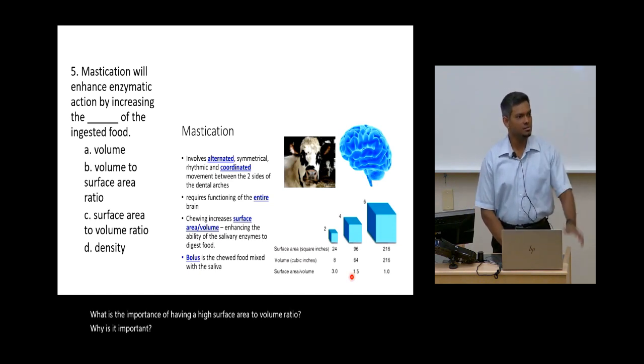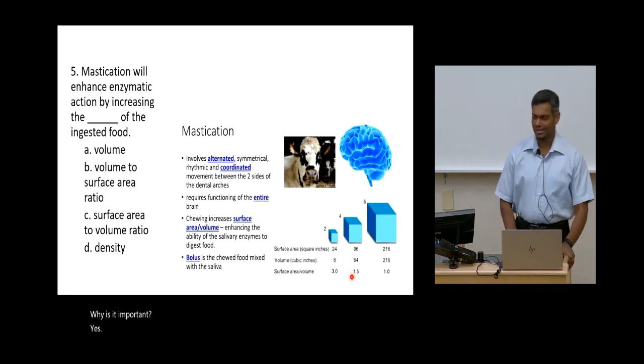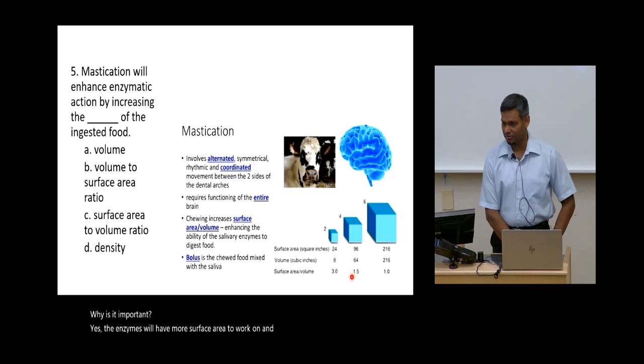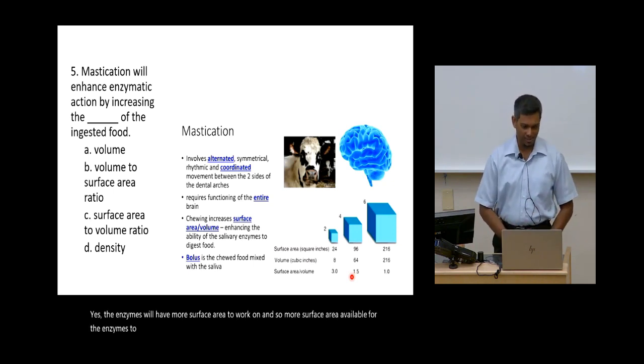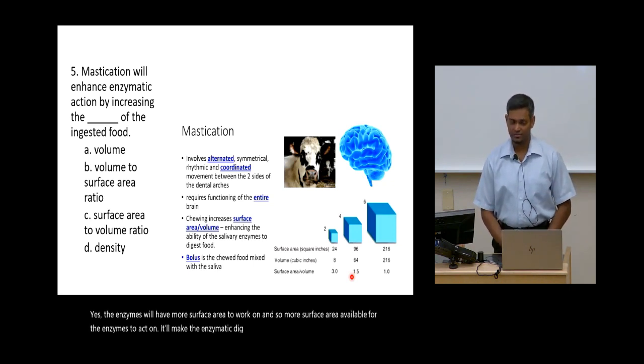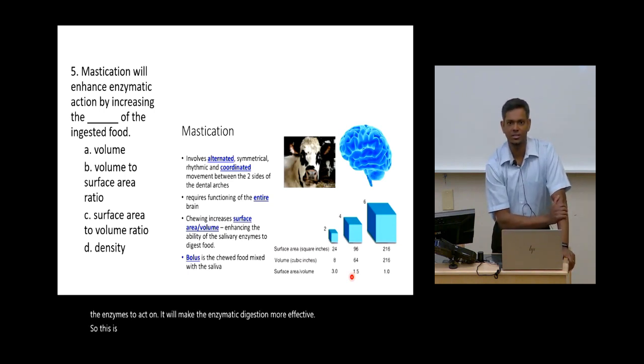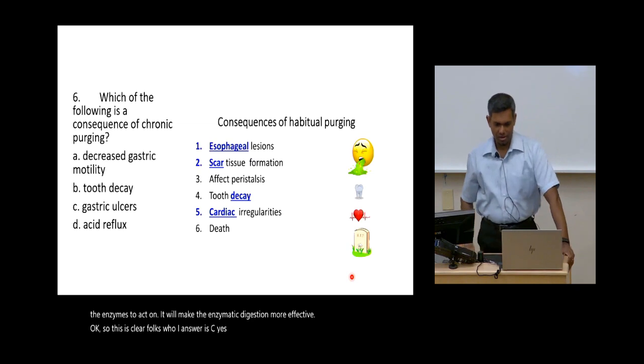Yes? Yes, the enzymes will have more surface area to work on, and so the more surface area available for the enzymes to act on, it will make the enzymatic digestion more effective. Okay, so is this clear, folks? Why is the answer C? Yes? All right, let's move on to question 6.